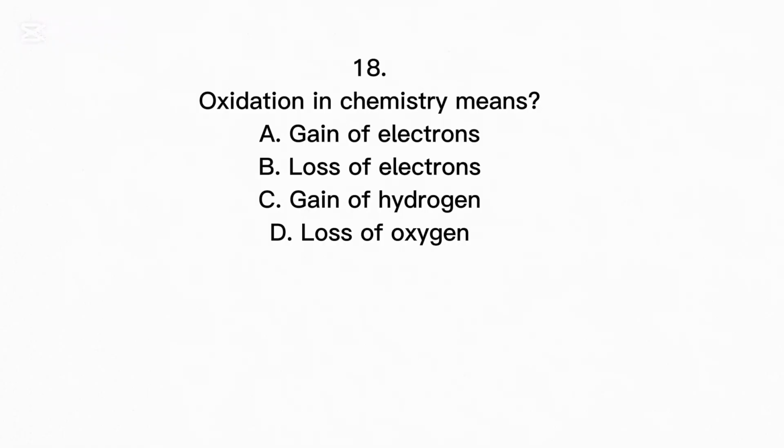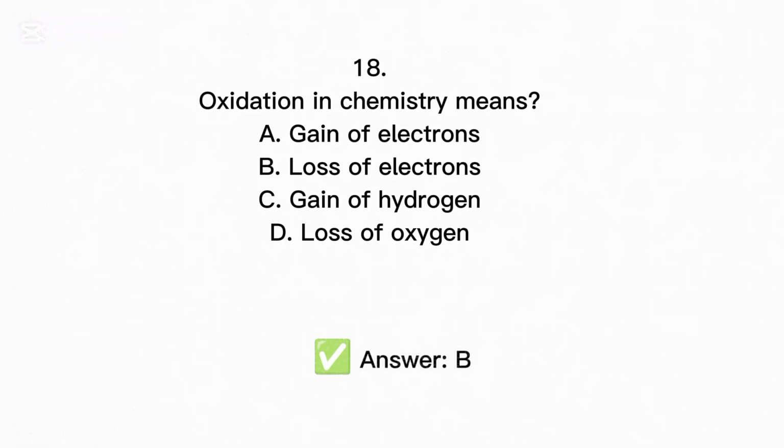In chemistry, oxidation is defined in different ways. We have the definition of oxidation in terms of electron transfer, in terms of addition of oxygen, and in terms of removal of hydrogen. Now, is it gain of electron, or loss of electron, or loss of oxygen, or gain of hydrogen? Oxidation is when a substance reacts with another substance and then gives its electron to that substance. So from these options, A. Gain of electron, B. Loss of electrons, C. Gain of hydrogen, D. Loss of oxygen. The correct answer here is B.